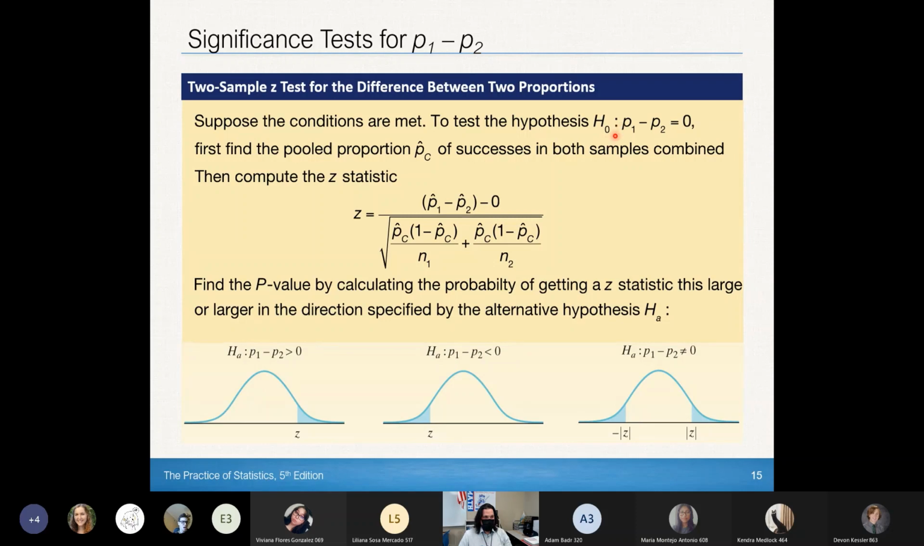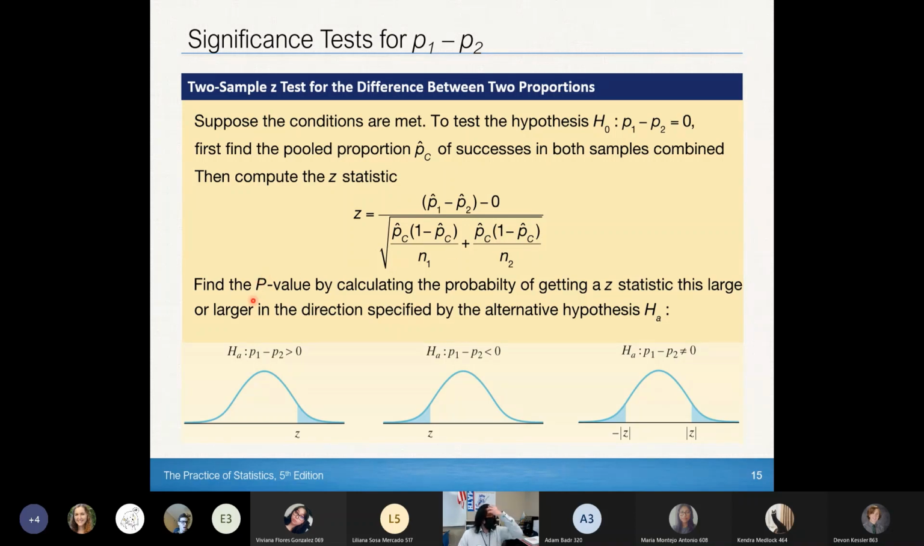To test the hypothesis H0: p1 minus p2 equals 0, first find the pooled proportion p hat sub c, the proportion of successes in both samples combined. Then compute the z statistic. Z is equal to p hat 1 minus p hat 2 minus 0, divided by essentially the standard deviation of the statistic, where the statistic is p hat sub c. We have the square root of p hat sub c times 1 minus p hat sub c divided by n1, plus p hat sub c times 1 minus p hat sub c divided by n2. So the numerator in both of these is the same value.